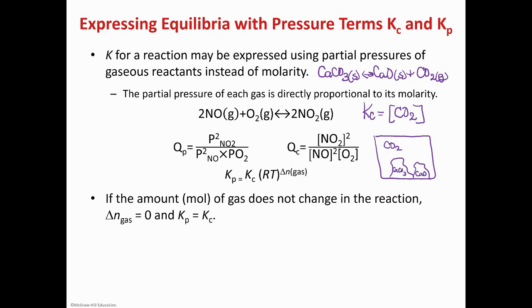You can go back and take a look at that. But wouldn't it make more sense to describe the CO2 in here with the pressure within a container? And so there is such a thing as expressing K in terms of pressure. So I can write this as what's called Kp. I'm going to put this in really big red letters over here: Kp is as important as Kc.